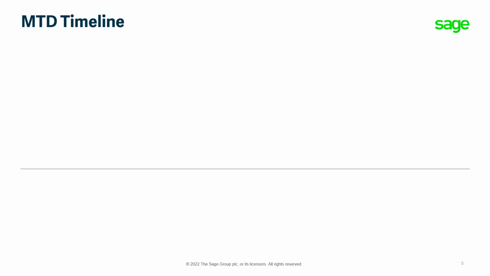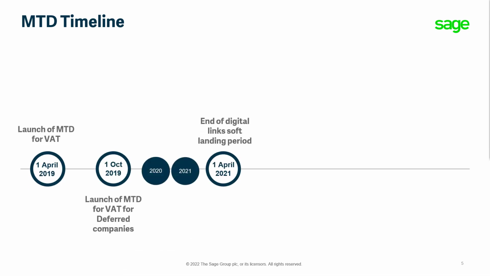Next, let's take a look at the Making Tax Digital timeline. Making Tax Digital for VAT is part of a larger Making Tax Digital rollout and will eventually impact self-assessment and corporation tax submissions. This legislation initially came into effect in April 2019 for the majority of businesses, and the VAT return for the first VAT period after the date had to be submitted via digitally compliant software. More complex businesses, such as groups, were offered a deferral, and this applied to them from the 1st of October 2019.